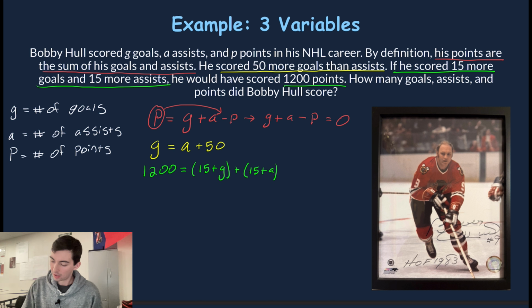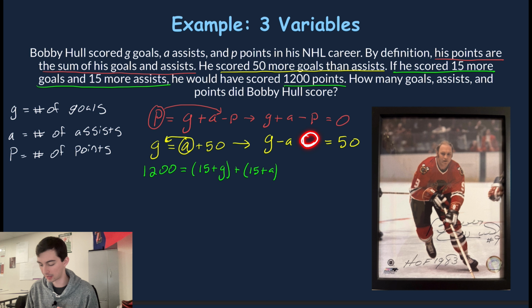Now, I'm going to take this A to get all of my variables on one side. And so I'm going to have my goals minus my assists is equal to 50, since that's the only thing I have left. Notice here I have 0 points, so when we make that a matrix, we're going to have to be cautious about that. And now for my last one, I can simplify this a little bit.